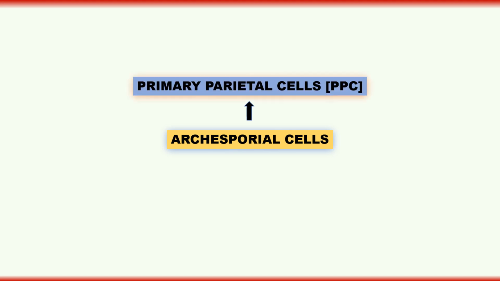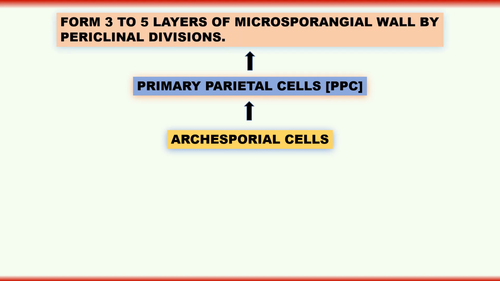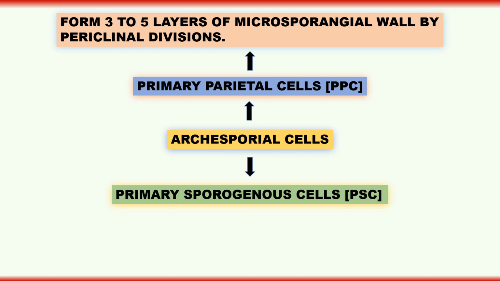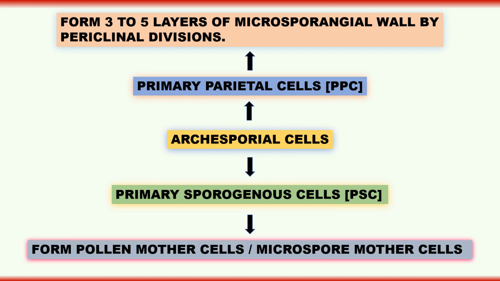So archesporial cells undergo periclinal division, and outside it forms primary parietal cells, which are further divided to form 3 to 5 layers of microsporangial wall, such as endothecium, middle layers and tapetum. And archesporial cells through periclinal division towards inside form primary sporogenous cells, which further form pollen mother cells or microspore mother cells.